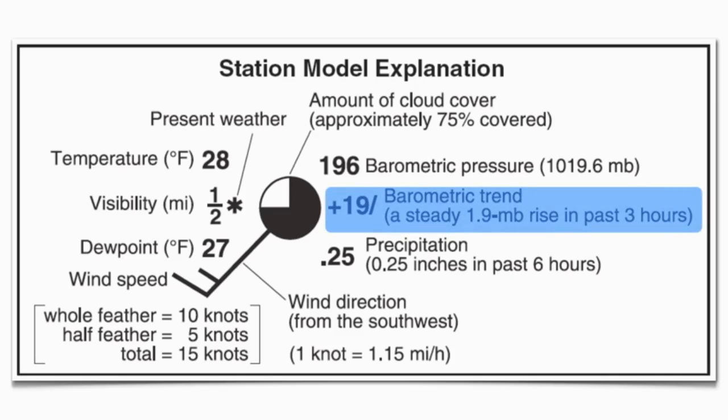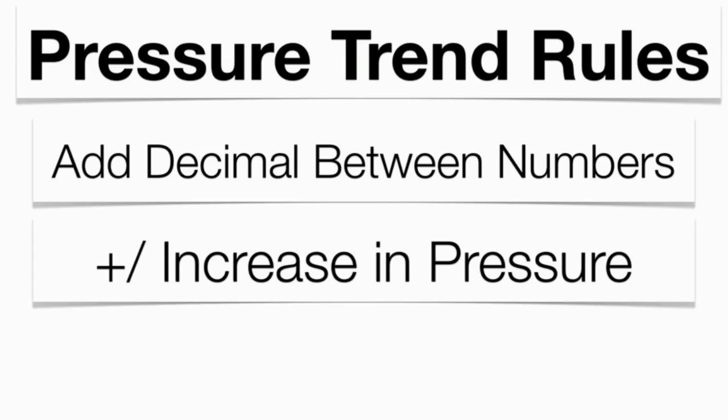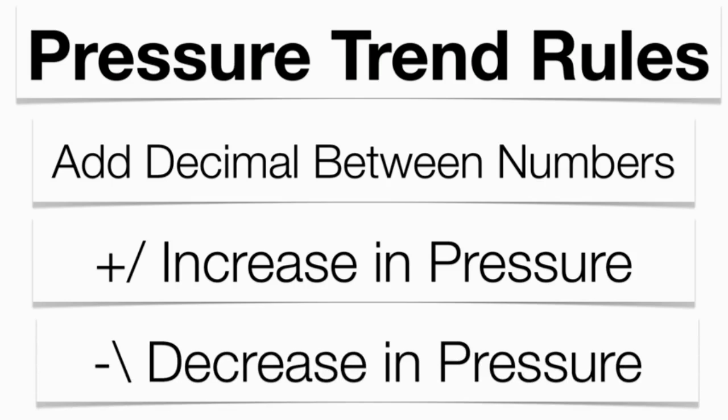The next feature down is going to be your barometric trend. What has the pressure done over the last 3 hours? Is it rising? Is it falling? Is it holding steady? Well, a lot of times what will happen is there's going to be either a plus sign or a negative sign in front of those numbers. And that's going to tell you whether it's going to be rising or falling. So there are some barometric trend rules you need to follow. First off, you want to add a decimal in between the two numbers when you take it off the station model. A plus or a line sloping upward is an increase in pressure. A negative sign or a downward sloping line is a decrease in pressure. That's how you're going to tell whether the pressure has been rising or falling over the last 3 hours.